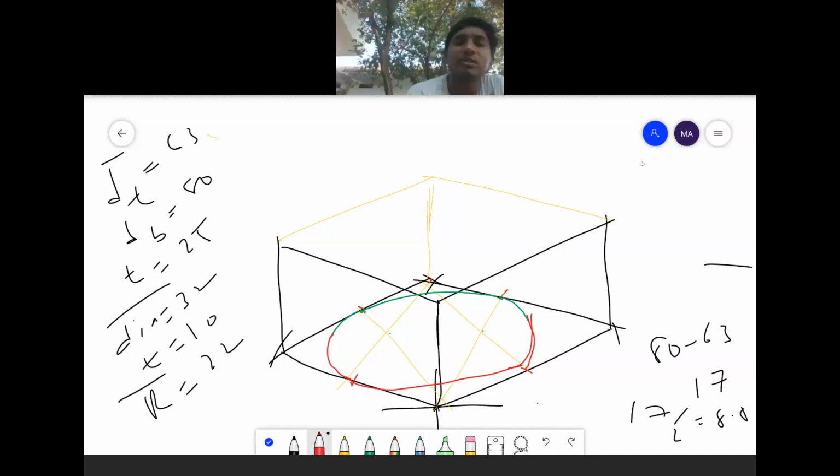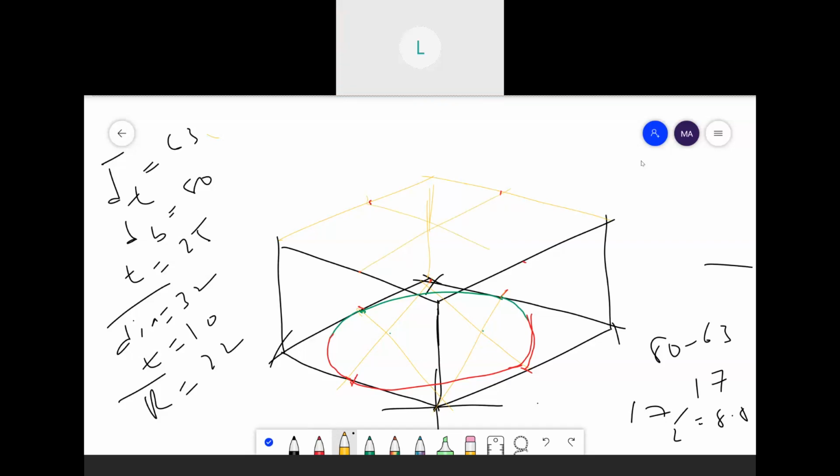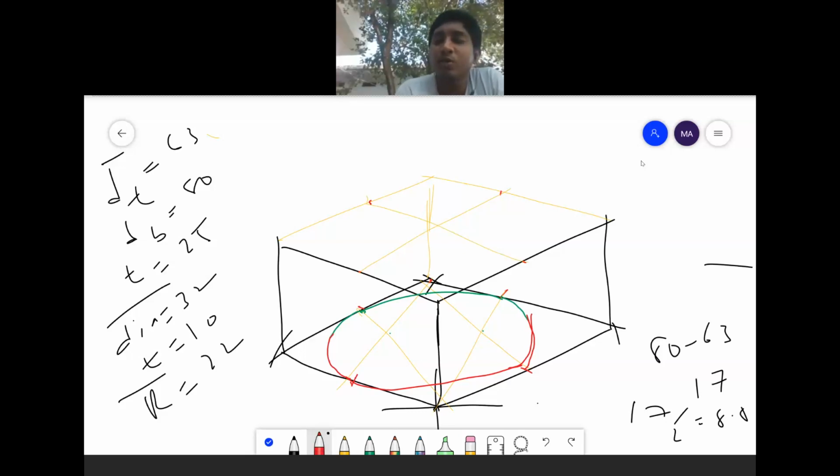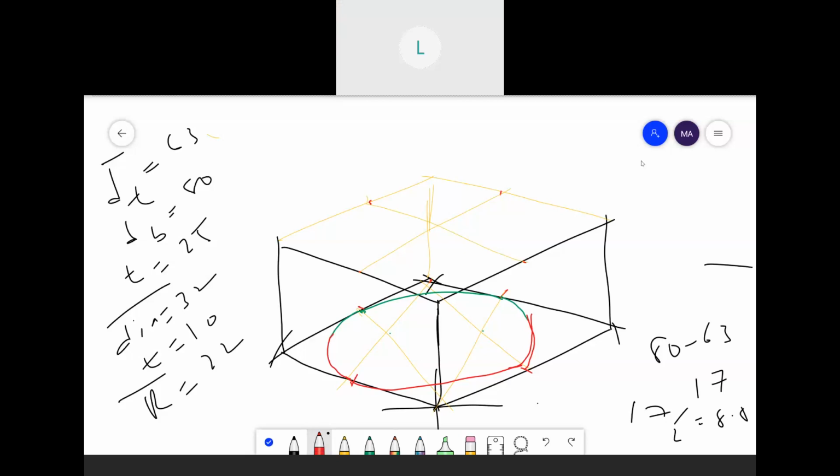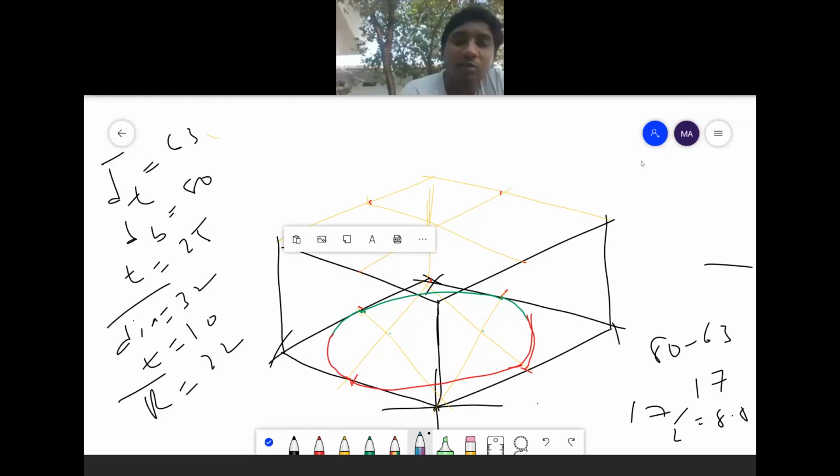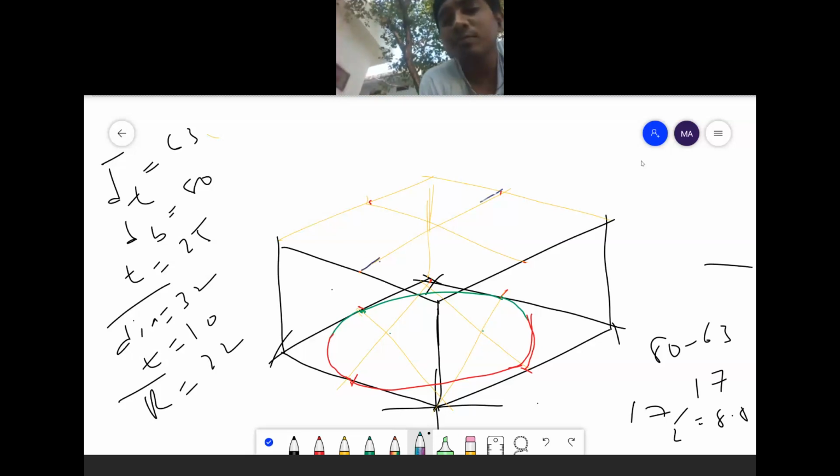So what I will do? First I will mark the centers. From centers, I will draw this line like this. Then I will reduce 8.5, 8.5 on each side: 8.5, 8.5, 8.5, 8.5.